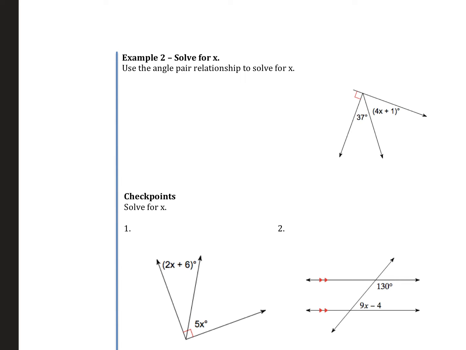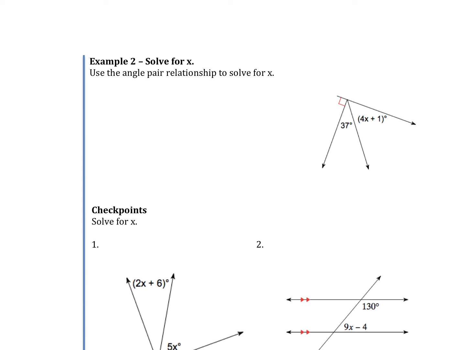Example 2 says use the angle pair relationship to solve for x. Okay. So we have these two angles here. What do we know about these two angles? Well, we know this right here is 90 degrees. So that means over here, this is also going to be 90 degrees. So what are we going to do? Are we going to set these equal or are we going to add them up to something? We're going to add them up to 90, right?